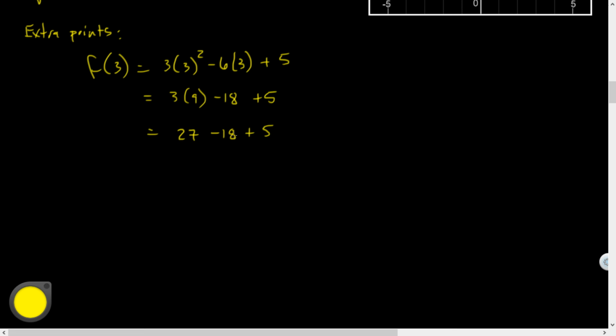Right, so you could use a calculator on some of these calculations. That's fine. 27 minus 18 is 9, plus 5, I get 14. I almost said 15, 16, I mean. Yeah, I guess there's multiple wrong ways I could have said it. So I get f of 3 equals 14. That means the point 3 comma 14 is on my graph. So let's plot 3, 14.